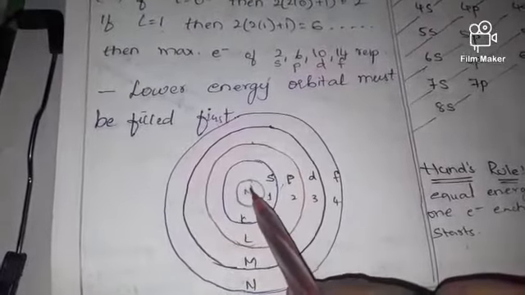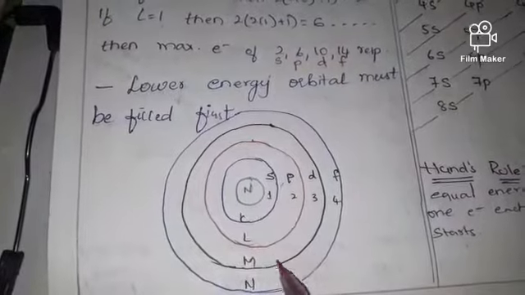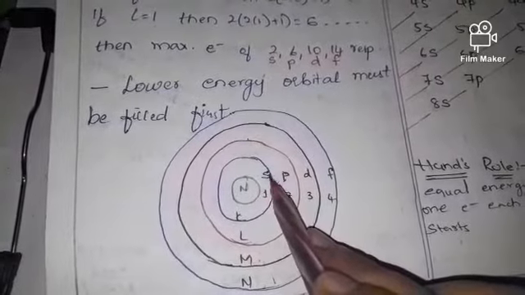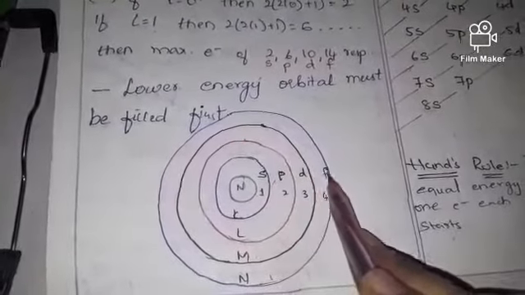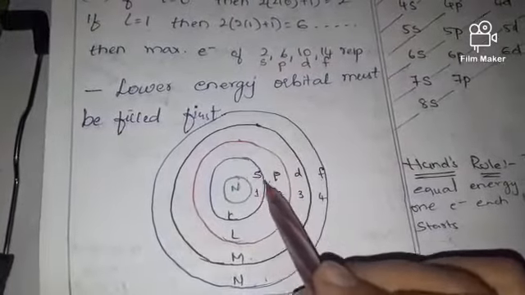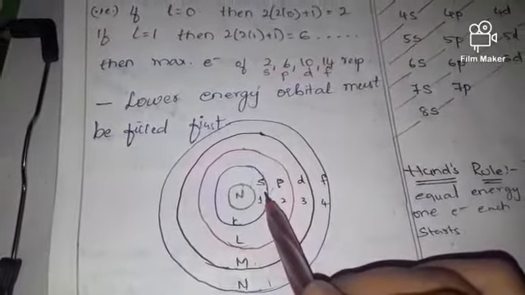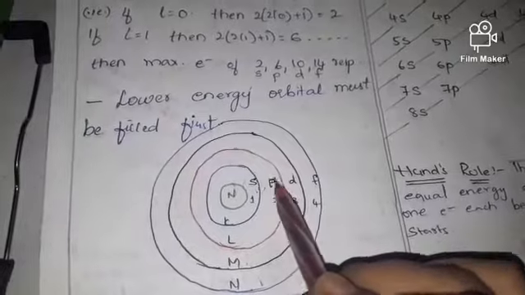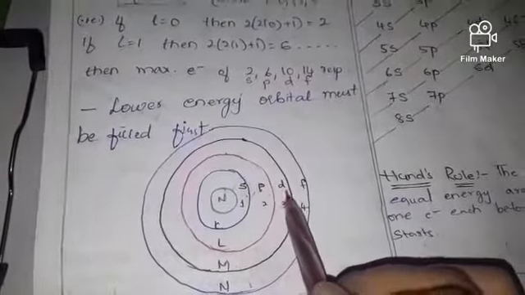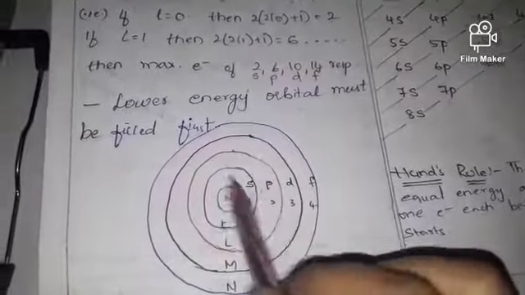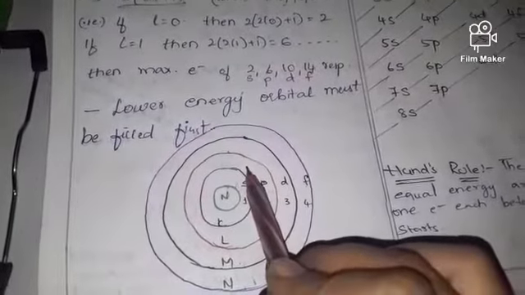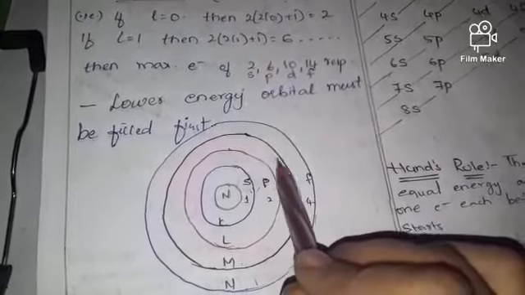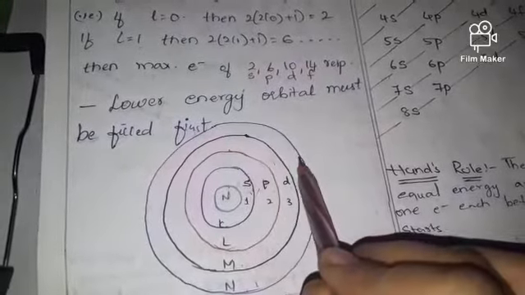If you remember Bohr's atomic model, the nucleus is in the center and we have K, L, M, N. Similarly, we have s, p, d, f, right? So the electrons will be filled first in s, then p, then d, then f. The s subshell has only one orbital, so in that we can fill 2 electrons. Then p has 3 orbitals, so we can fill 6 electrons. Similarly d has 5 orbitals, so we can fill up to 10, and f has 7 orbitals, so we can fill 14 electrons. I hope till here it is clear.